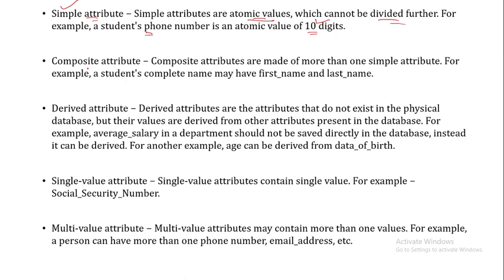Now what are composite attributes? Composite attributes are made of more than one simple attribute. For example, a student's complete name. This complete name has two parts: one is the first name and the other is the second name. Two things are associated with this one, so this is going to create a composite attribute. Again, we can talk about an address. An address will have street name and everything, and that again creates a composite attribute.